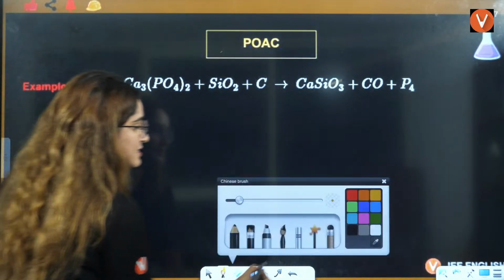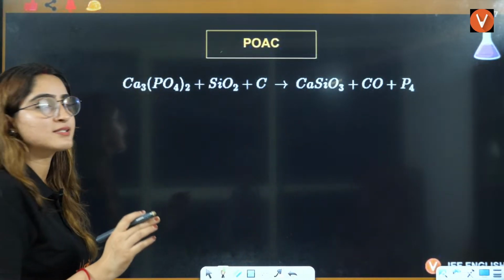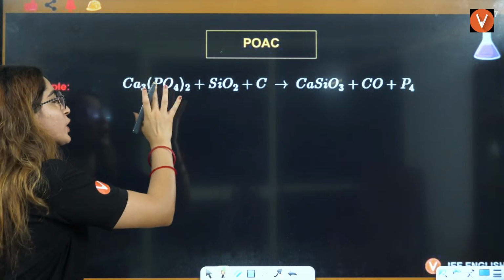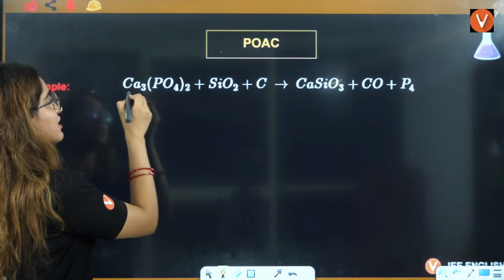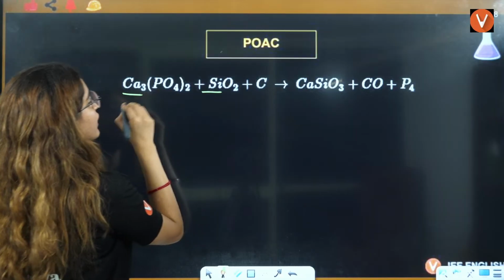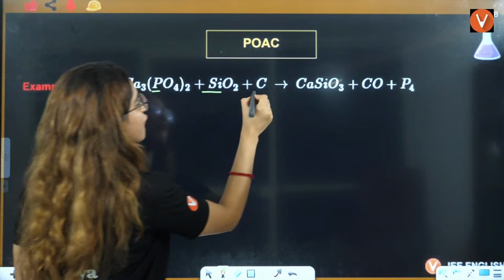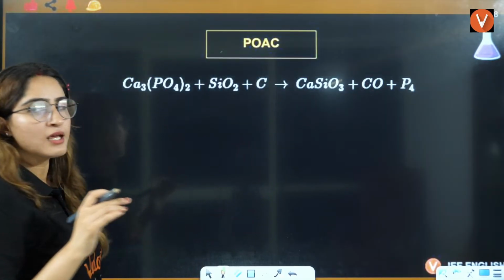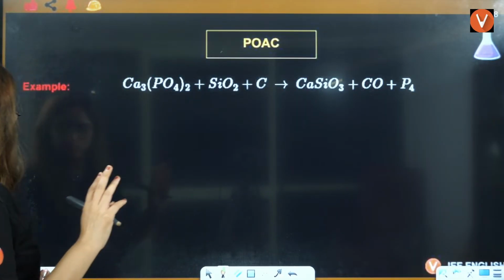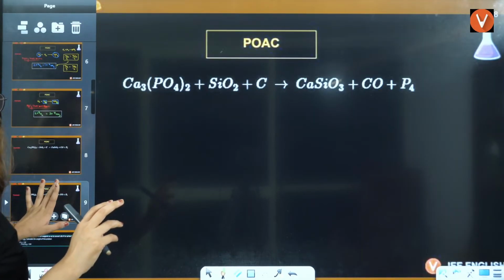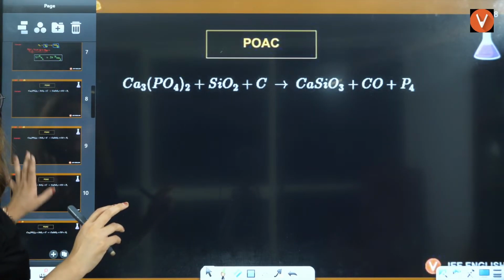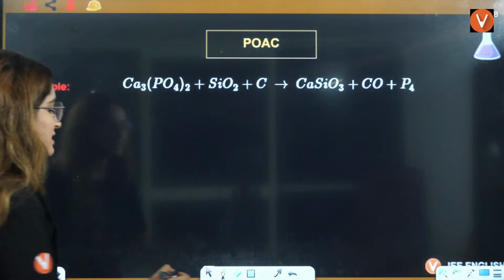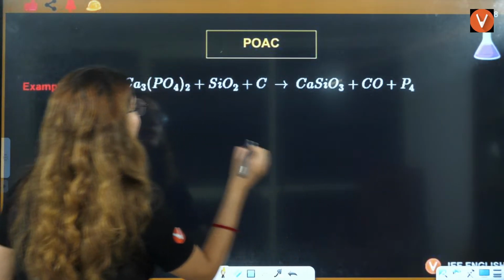Now, next equation is this one. In this equation, you have calcium, you have silicon, you have phosphorus, you have carbon, you have oxygen. All these things are there. Now, I will apply POAC on 3 things. You can apply it everywhere, if you want me to apply on all the things, I will do that. Firstly, I will apply POAC on calcium.